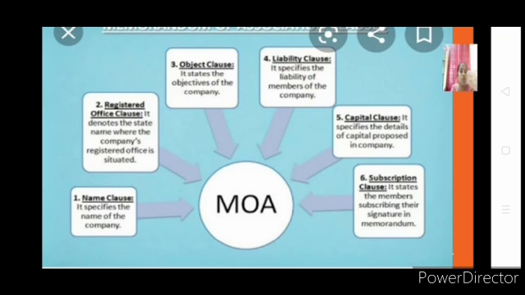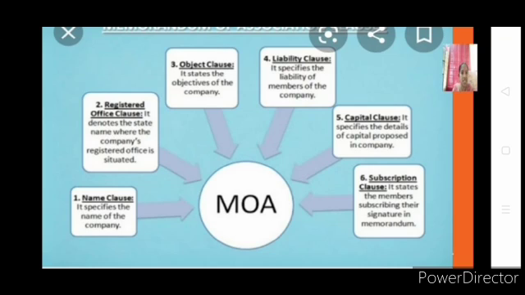Then comes the object clause. What is this object clause? It clearly states the objectives of the company. We have seen many objectives of a business, isn't it? Your main objectives have to be written in the object clause of the memorandum of association. If it is profit making, you can write that. If it is social service, you can write that. Whatever it may be, the main objective of the organization has to be written in the objects clause, because it's a main document.